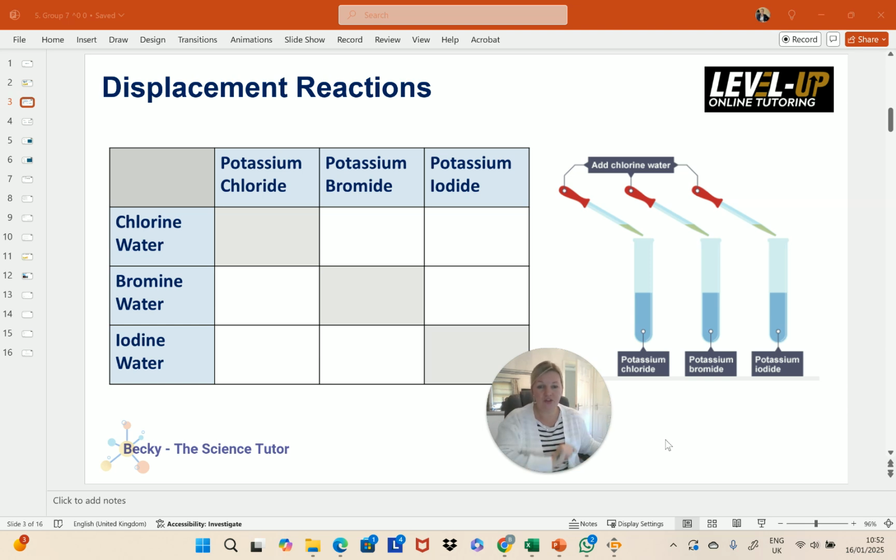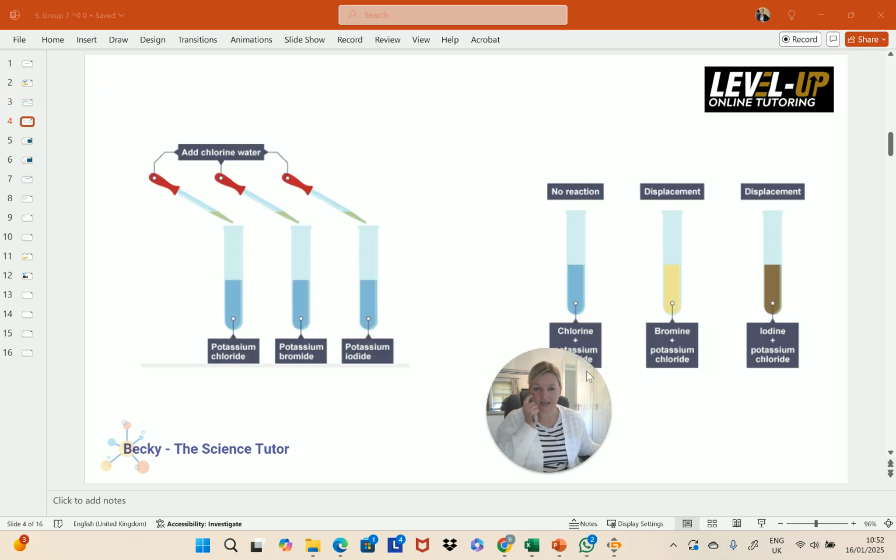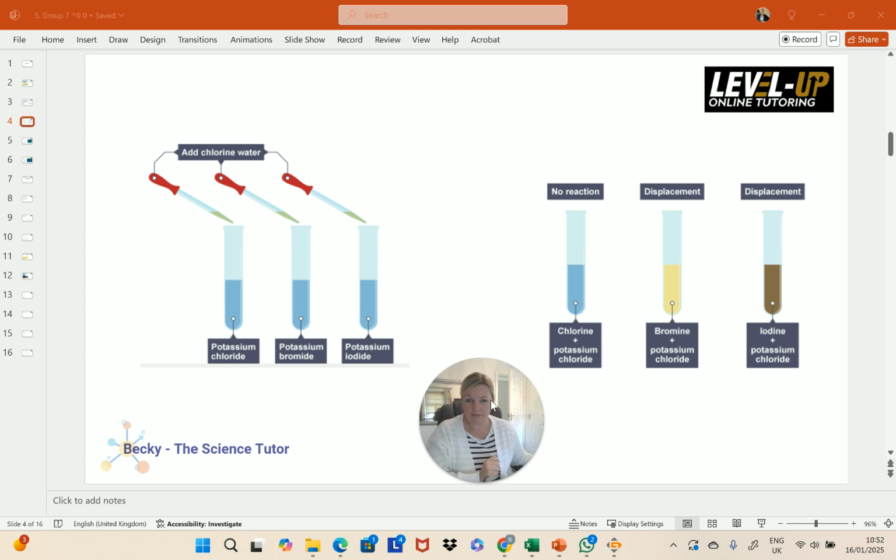So we've got the first 3 set up here. We're adding chlorine in, so we're seeing, does chlorine react with chlorine? Probably not, it's the same thing. Does chlorine react with bromine, and does chlorine react with iodine? So if I flick onto the next slide, here are the results. So the big thing is, look, have we got a colour change? No reaction with chlorine, which makes sense. It's not going to displace itself, is it? They're the same reactivity because they're the same element.